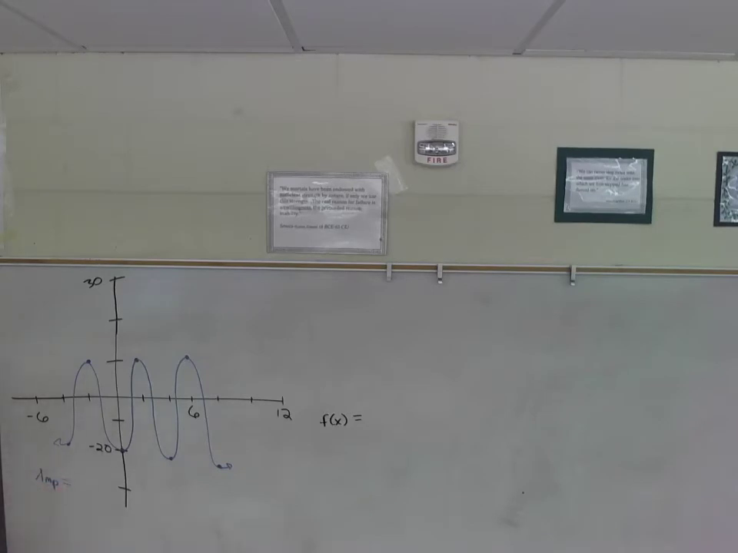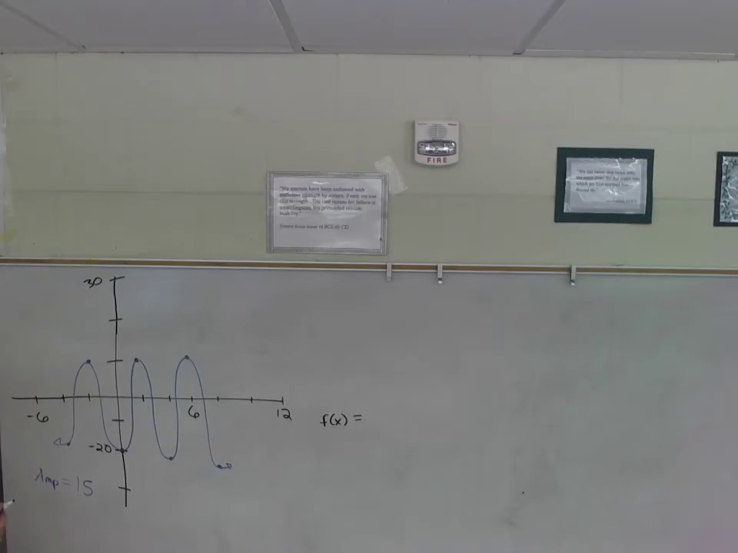No. Because it goes from negative to positive. How wide is it oscillating? The width of the corridor of oscillation is how much? 30. 20 plus 10, that's 30. That doesn't mean the amplitude's 30, because it's not going up and down 30, is it? It's going up and down 15.